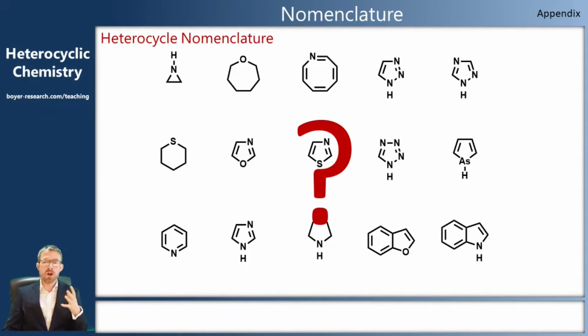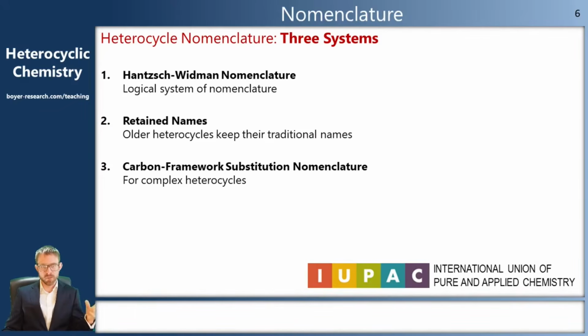So in order that we all know what each other are talking about, it's important to come up with a system of rules for naming these molecules. In fact, there are three systems which are in play as defined by IUPAC, the International Union of Pure and Applied Chemistry, who is in charge of this kind of thing.